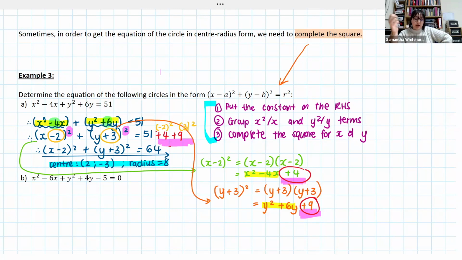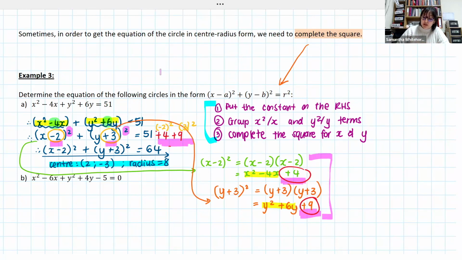To figure out what you're adding, you literally just take the second term of your binomial and you square it. Minus 2 squared is 4, 3 squared is 9. That's what you add on the right-hand side. So for me, that's how I complete the square. I think it's much easier than the way some textbooks show it, but that's just my opinion. My opinion is different to your opinion. You do what works for you.